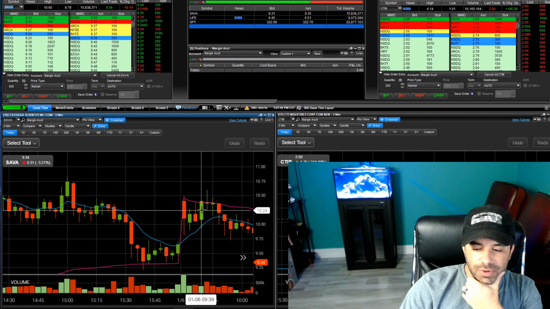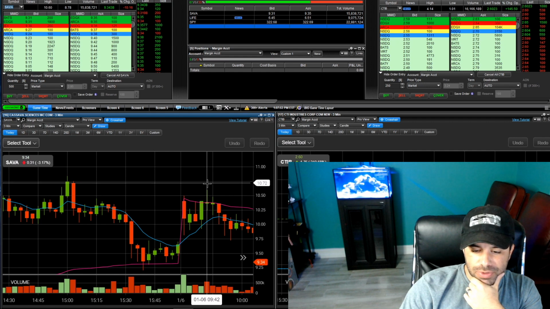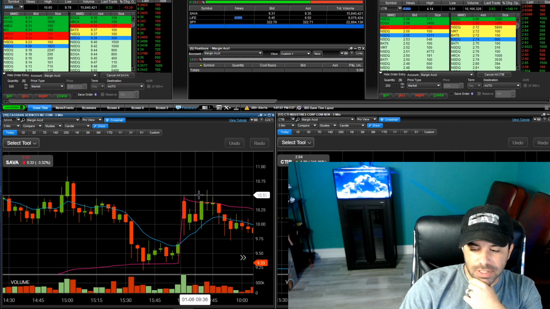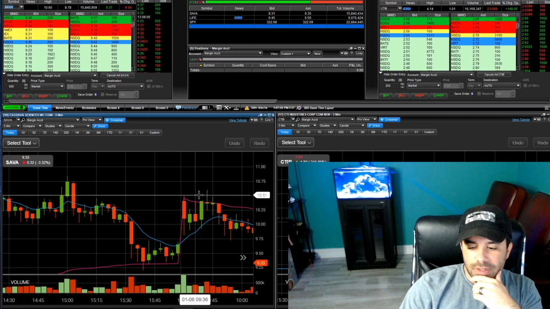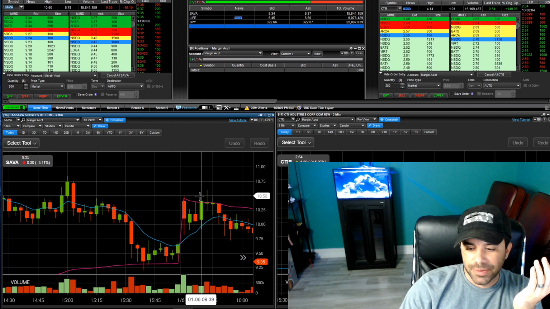I was looking for a break of VWAP and a nice red to green move, maybe a push up to $11. I was planning on taking some profit off up here in the 10.50 area. So I was looking for 500 shares, and I was going to take off half right here, 250 shares. That was going to give me $1 a share, so it would have been a real nice $250 gainer.